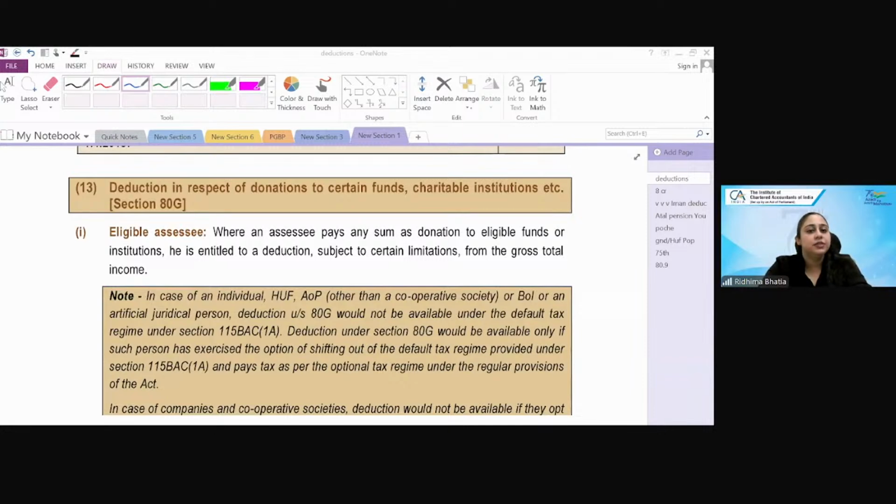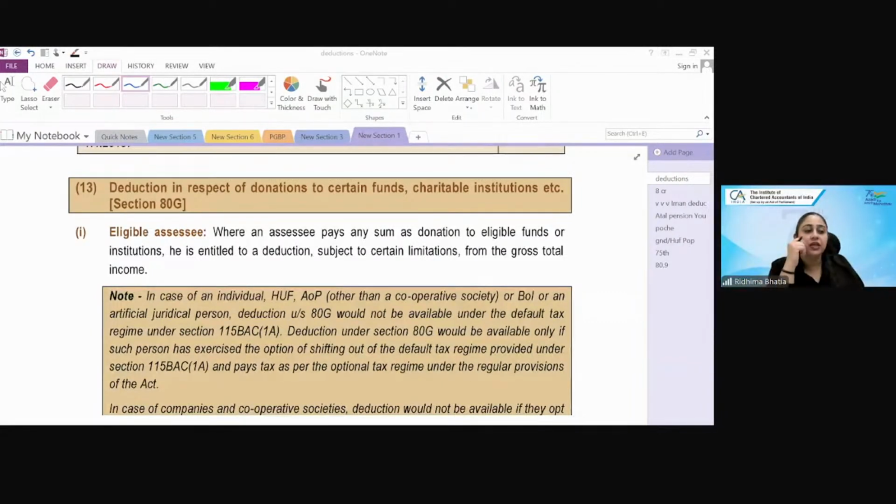Now let's talk about deduction in respect of donation. First of all, this particular section is for every assessee. By every assessee, I mean anyone: resident, non-resident, company, HUF, firm, AOP, anyone can claim this deduction for donation. Donation to any fund, institutions, associations which are specified. Which are specified, we'll come to the list. And the deduction is available even if the donation is made out of exempt income.